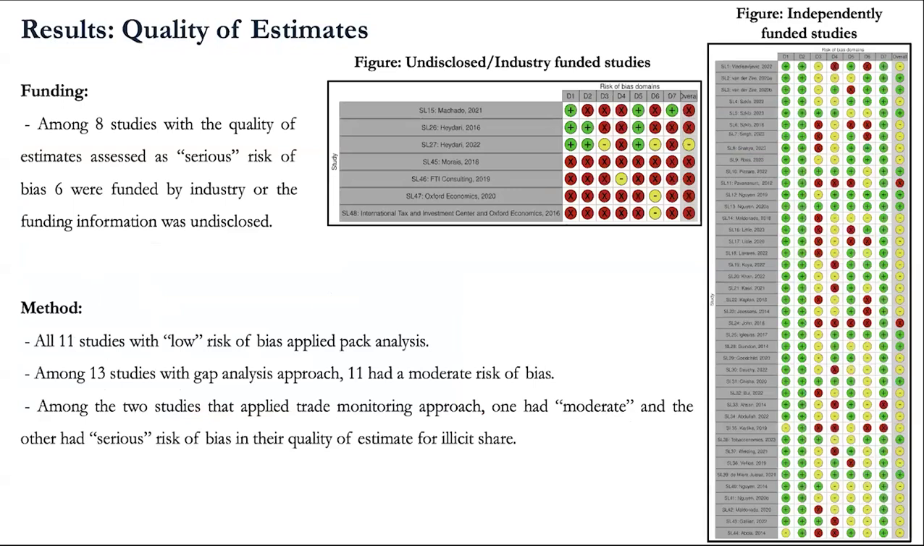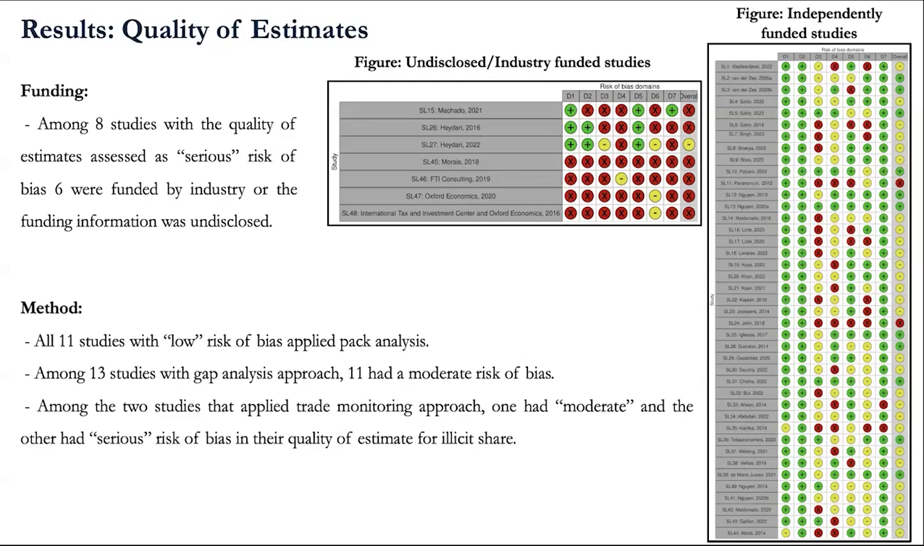So if we move on to the individual assessment of these studies for the risk of bias, we can see that among 8 studies with the quality of estimate assessed as serious risk of bias, 6 were actually funded by the industry, or the funding information was completely undisclosed. Depending on the method that they used, all 11 studies with low risk of bias actually applied pack analysis. And among 13 studies that used the gap analysis approach, 11 had a moderate risk of bias in their estimates. And among the 2 studies that applied the trade monitoring approach, one had moderate risk of bias, and the other had serious risk of bias in their quality of estimate for illicit share.